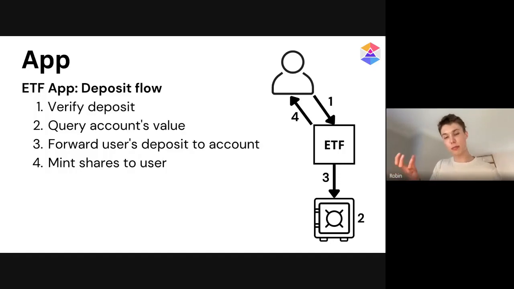So, little flow diagram: when someone wants to invest in this ETF, they deposit their tokens into this ETF module, the smart contract. The smart contract will then ask the account for the value of all the assets that are currently in the basket, and that way it can figure out what the share of the deposit is worth, basically. So how many shares it needs to issue to the depositor, and then it will forward those deposits to the account and mint the shares to the user.